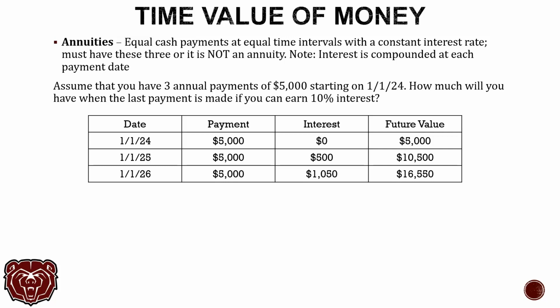so the first payment is worth $5,000, $0 in interest. You put it in the bank, you're earning 10% on it, okay? So the future value there, $5,000. Well, the next year you've earned 10% interest on it, so your future value is $10,500. The next year you're going to earn 10% on that $10,500, and you're going to get $1,050, giving you a total future value of $16,550. So that $5,000 payment made every year turns into $16,550, not just the $15,000 you would typically consider it to be.